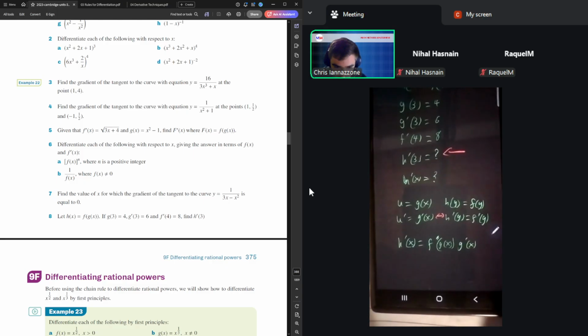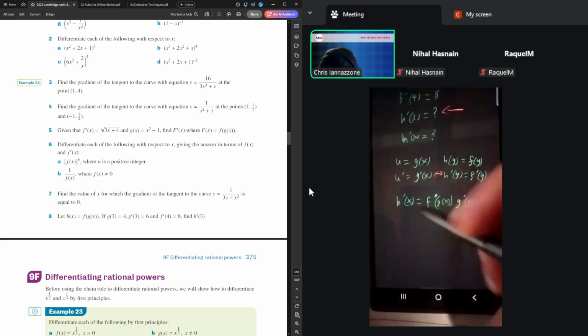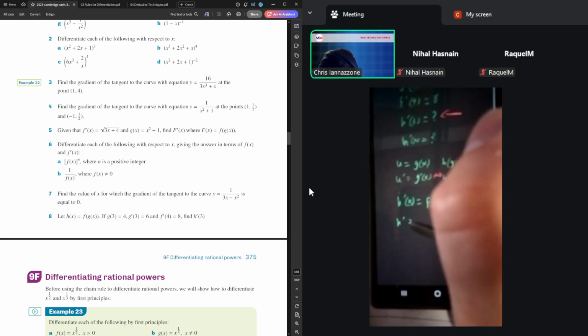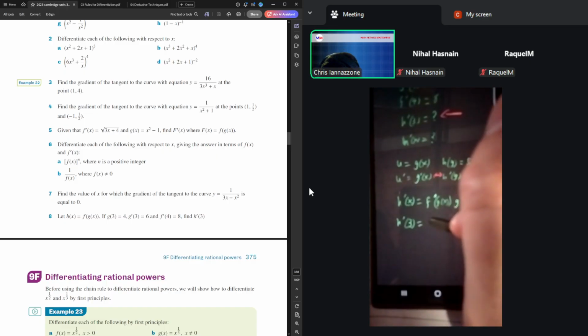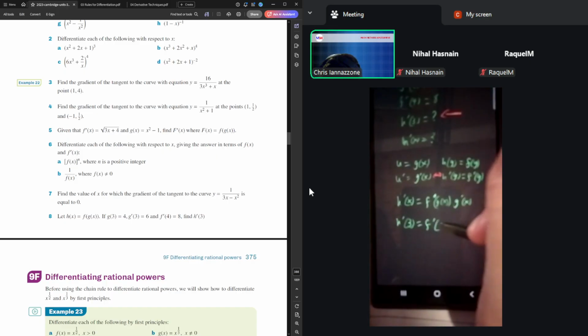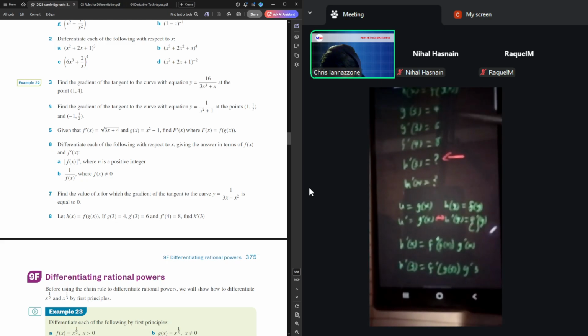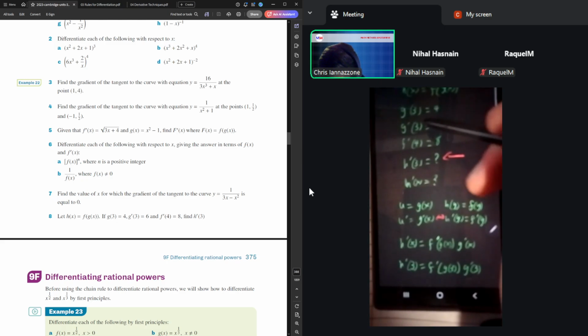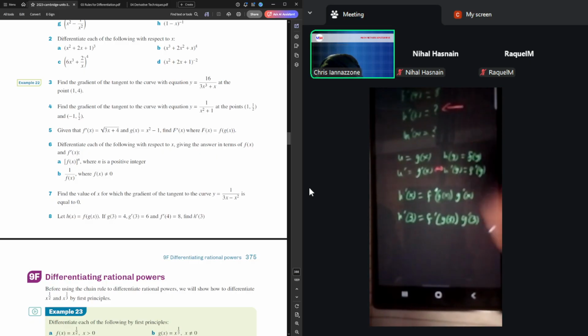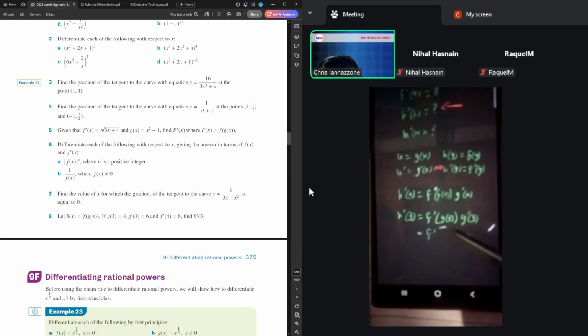h dash of 3 is no different, right? Just replacing, at least initially, every x is going to be replaced with a 3. So you're going to have f dash of g of 3 and then g dash of 3. We know some values of g of 3 and g dash of 3. So every g of 3 is a 4. So that's now going to be f dash of 4 in there.